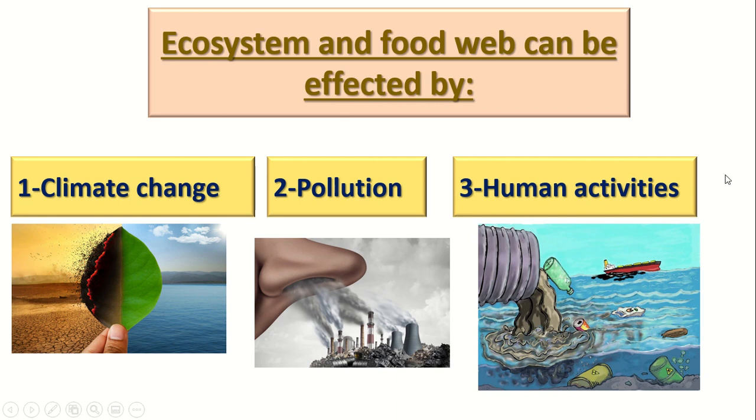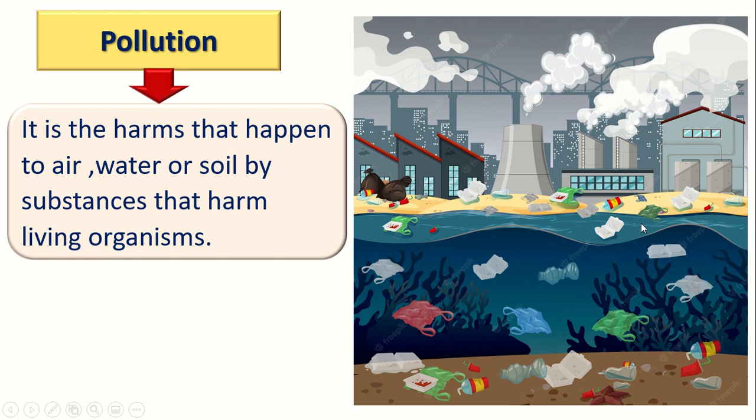Number 3, the human activities. Humans do a lot of bad activities which also affect the ecosystem and the food web inside the ecosystem. So the ecosystem can be badly affected by climate change, by pollution, or by human activities. Let's start with pollution. What is pollution? It's the harm that happens to the air, the water, and the soil by throwing substances that harm the living organisms inside this ecosystem, like water pollution.